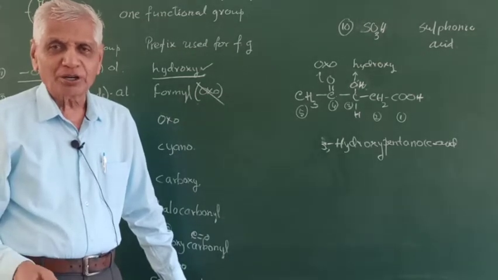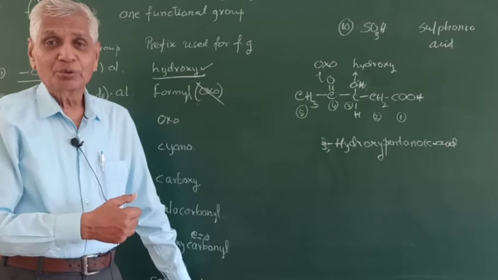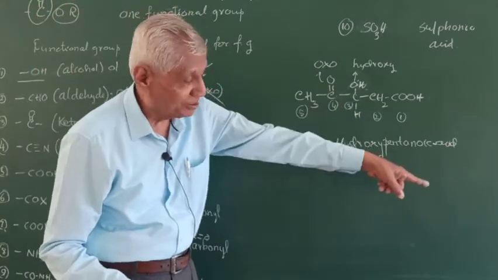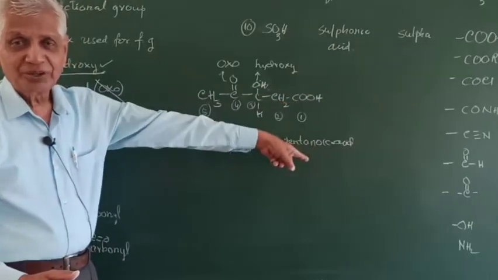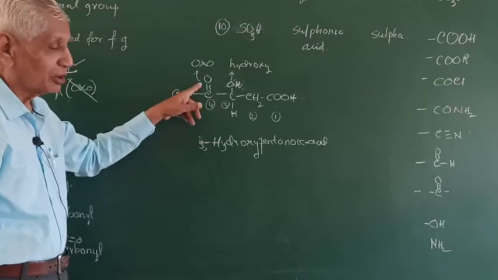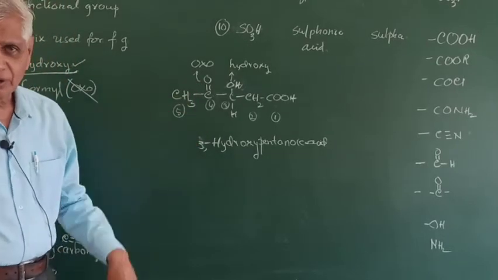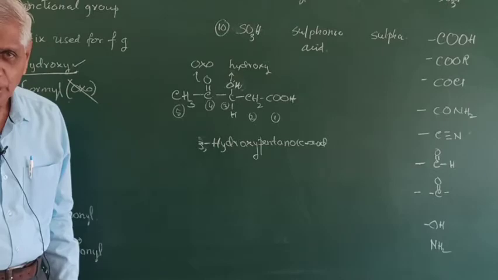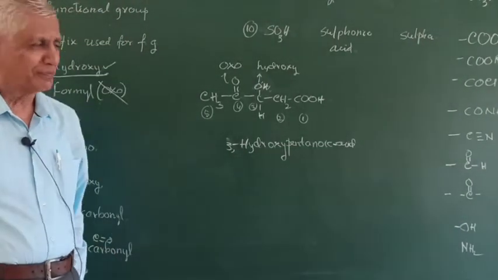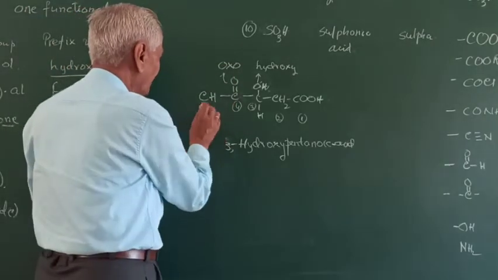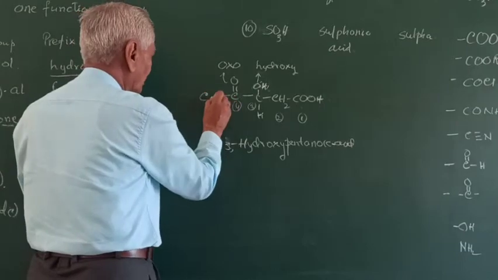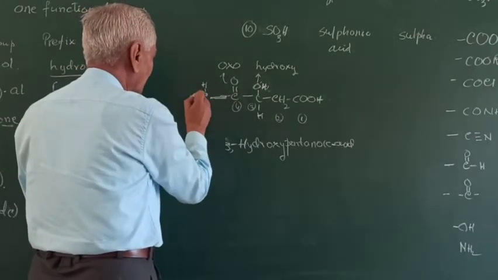Why not say 5-pentanoic acid, or one? One is not the main group here. The COOH group is main. Therefore, this is pentanoic acid, and it contains oxo here. Suppose one more functional group is here, say CHO, CH double bond O.